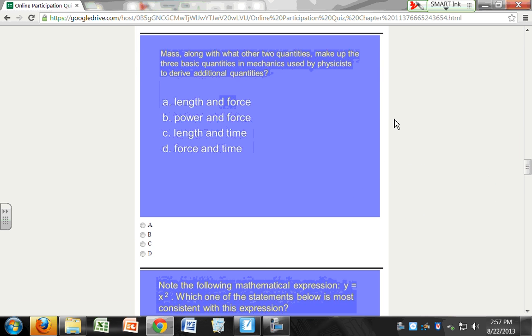Mass, along with what other two quantities make up the three basic quantities in mechanics used by physicists? That would be mass, length, and time. So C is the right answer.